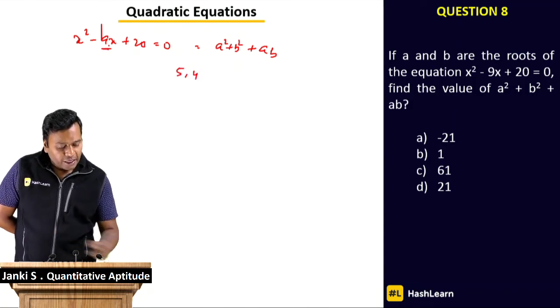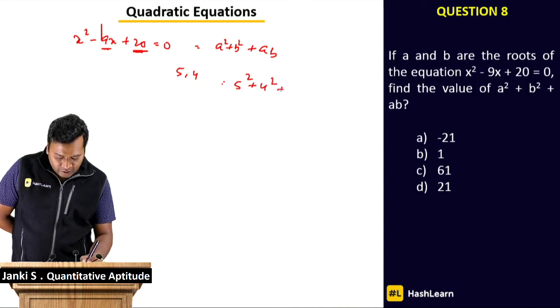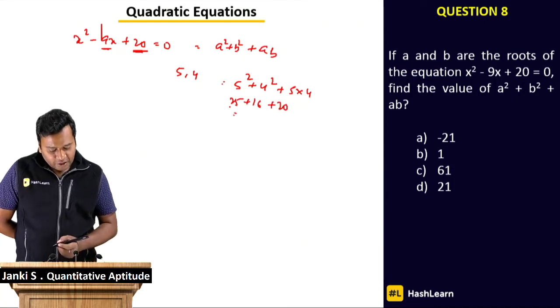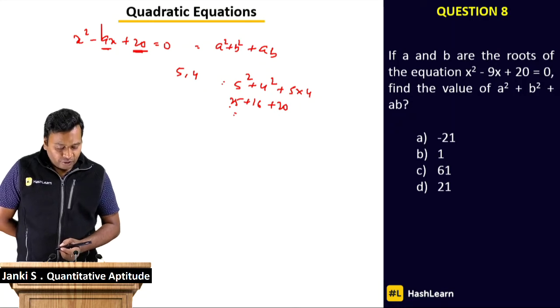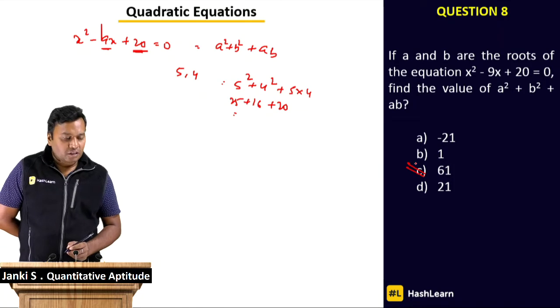Summation of the roots is equal to 9, product of the roots is equal to 20. That's only possible when it's 5 and 4. So you could have definitely taken 5 square plus 4 square plus 5 into 4, right? So 25 plus 16 plus 20 will be the value possible here. So let's check the value. 45 plus 16 is nothing but 61. My value is supposed to be 61.